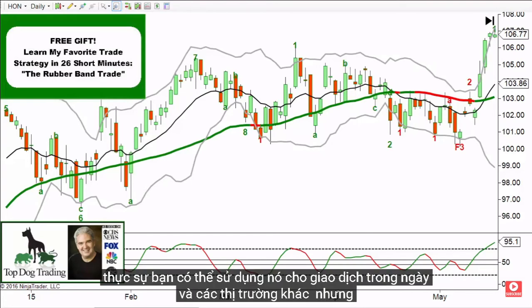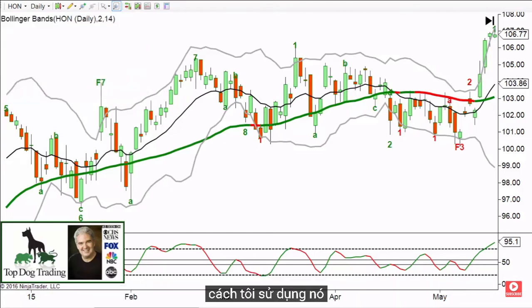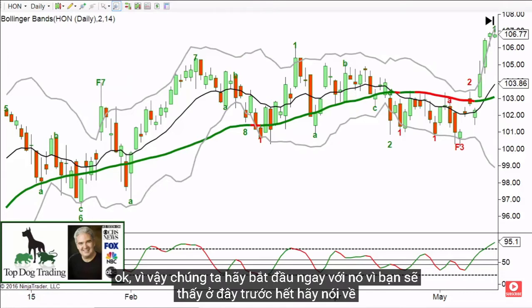Actually, you can use it for day trading as well, and other markets as well. But it particularly works well with the stock market for swing trading. That's mostly how I use it. Okay, so let's jump right into it.